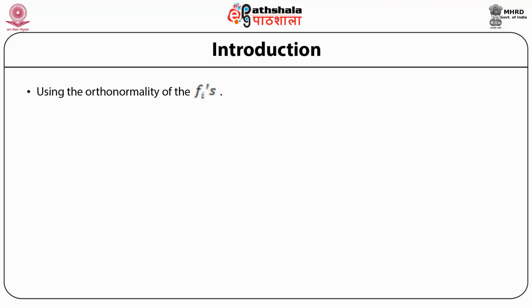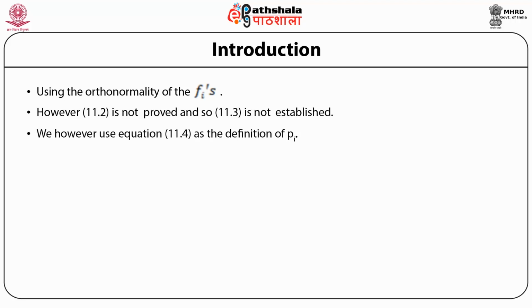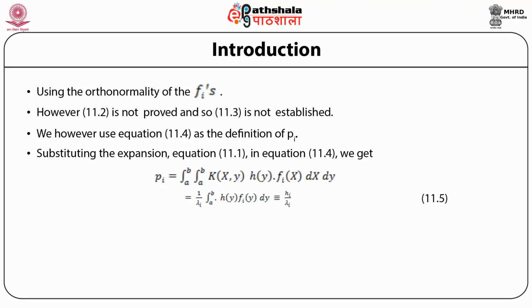This has been done by using the orthonormality of the functions phi_i. However, equation 11.2 is not proved, and so the equation that p(x) is equal to the sum over i from 1 to infinity of p_i phi_i(x) is not established. We will, however, use equation 11.4, that is, p_i is equal to the integral from a to b of p(x) phi_i(x) dx, as the definition of p_i.